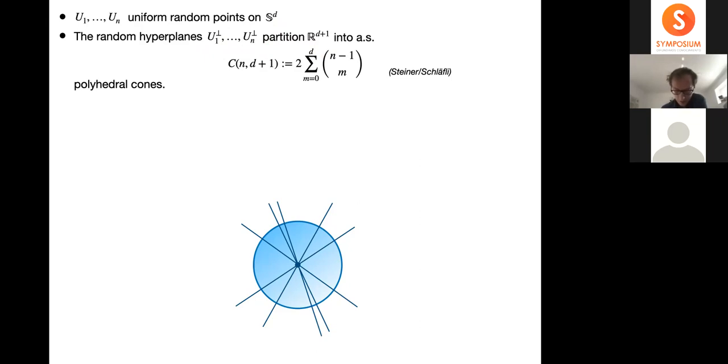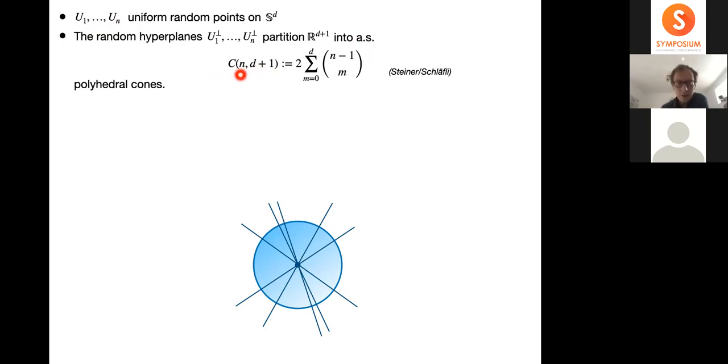So here you see the d-dimensional unit sphere. I didn't put the points here, but I just put the hyperplanes. They dissect the space into cones, and regardless of the distribution of the random points, almost surely you will see this number of cones. And this number is denoted by C(n, d+1). So it's the number of chambers that you see in R^(d+1).